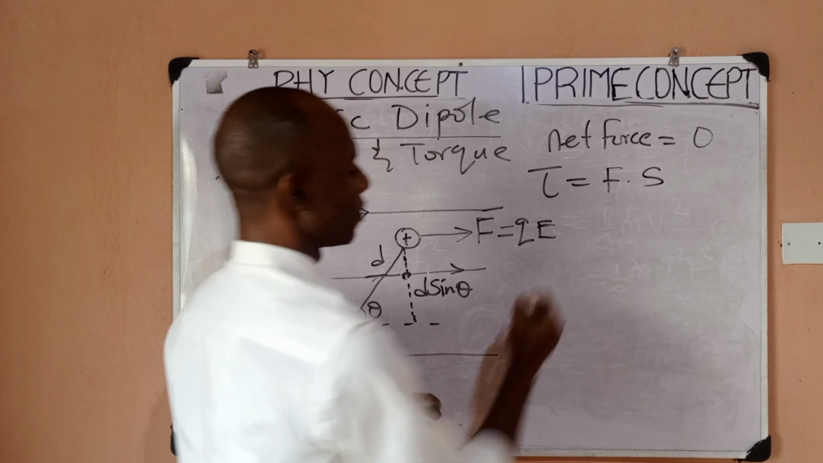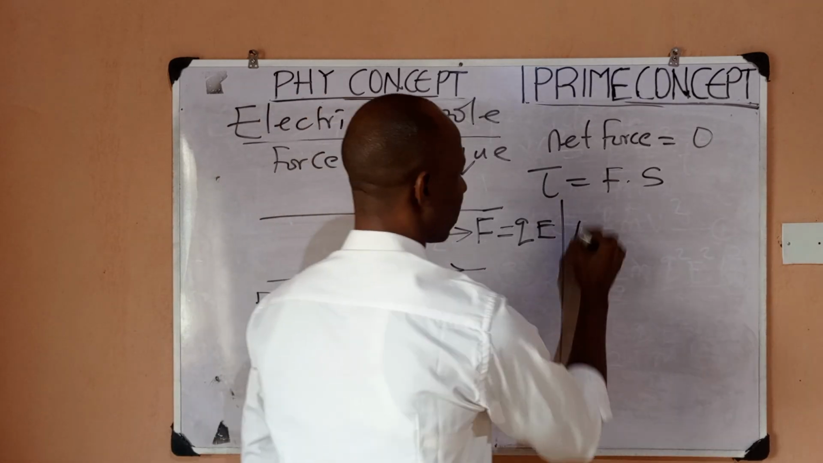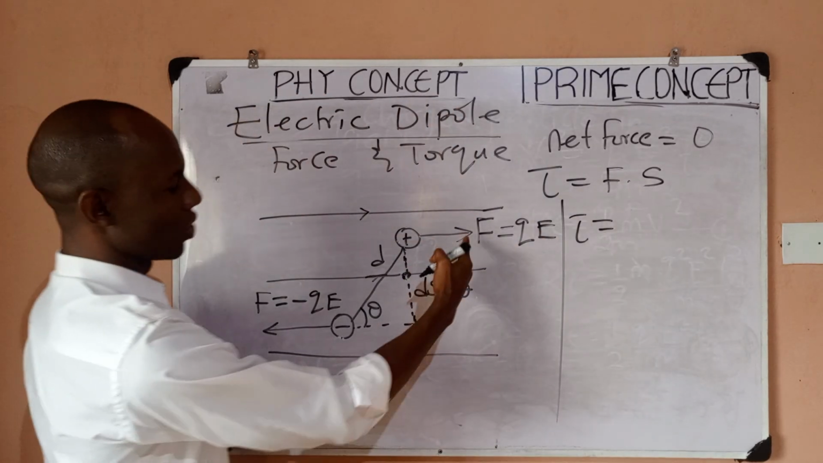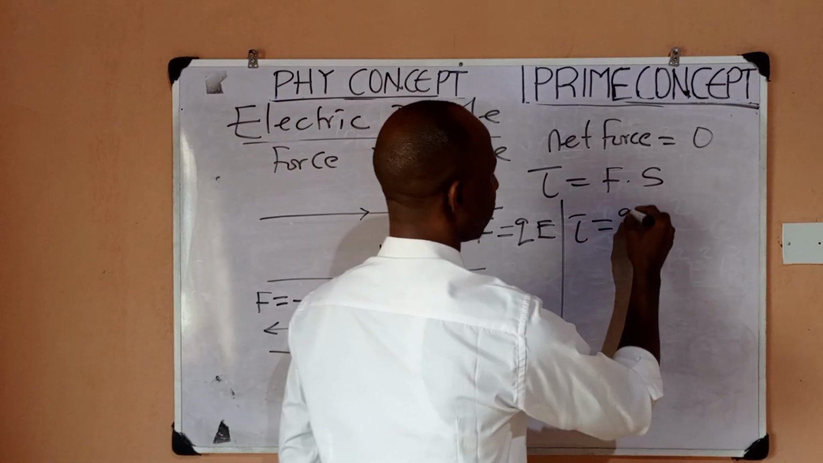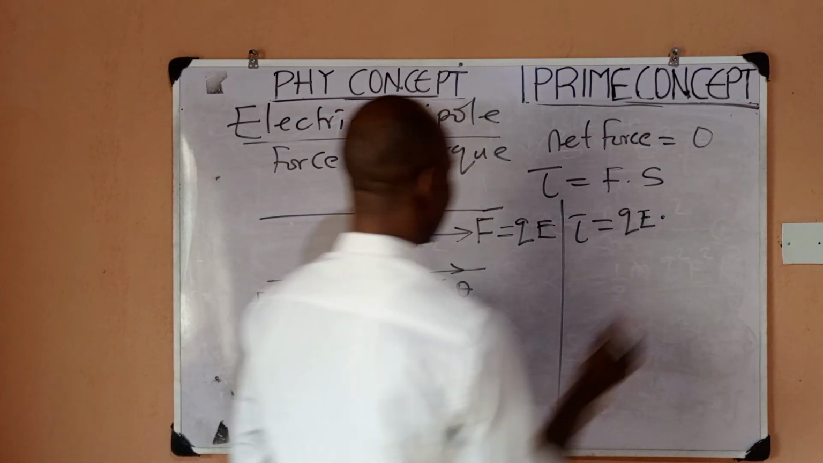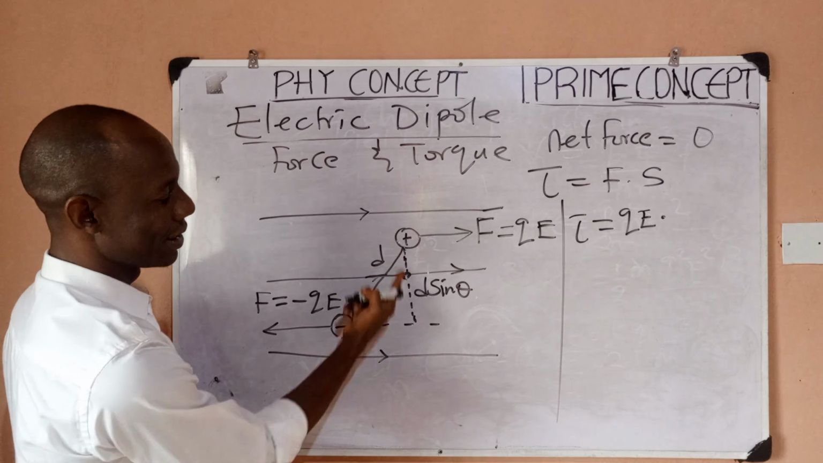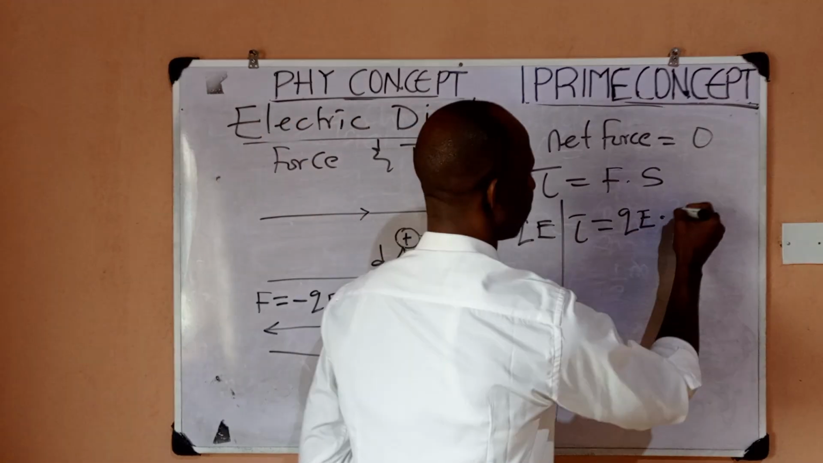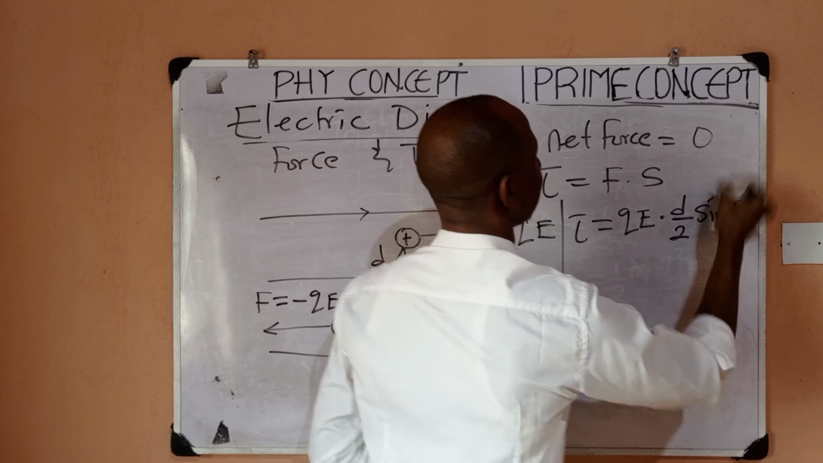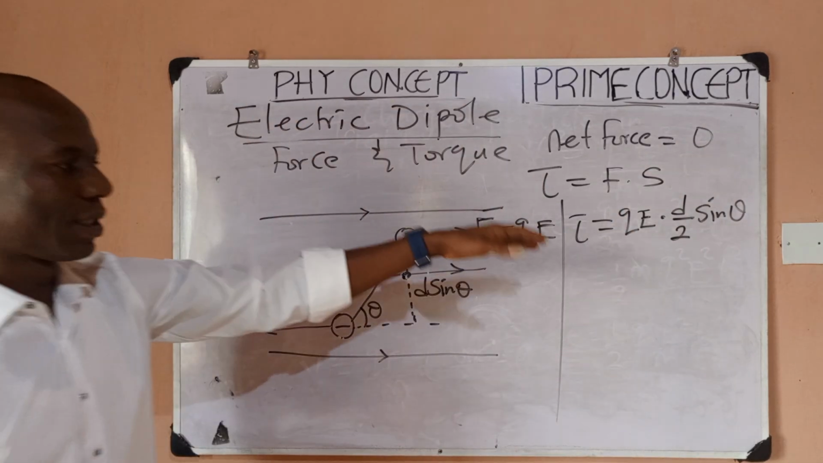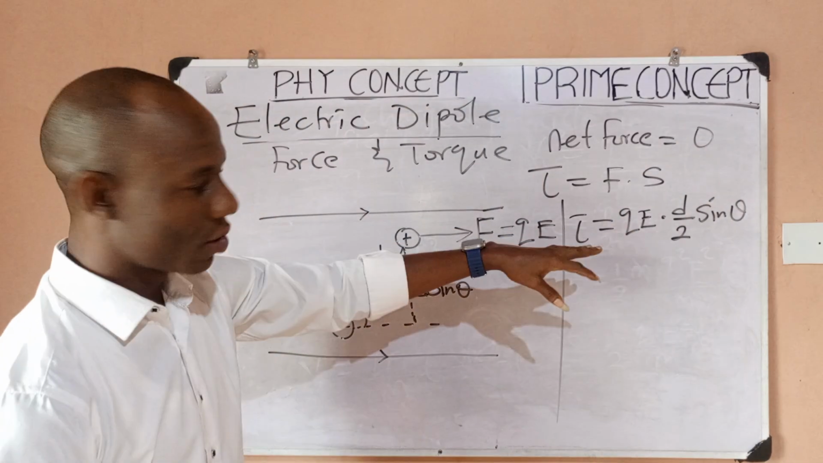Let's call the distance s. So my torque here is going to be the force. Any force can go, so let's consider this. It's going to be the force QE times the distance. And what is the distance? It is half of this, right? Which is going to be d over 2 sine theta. So if I do this, I would have the torque, right?